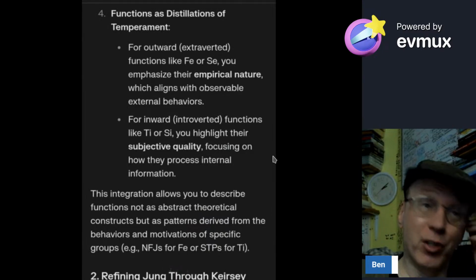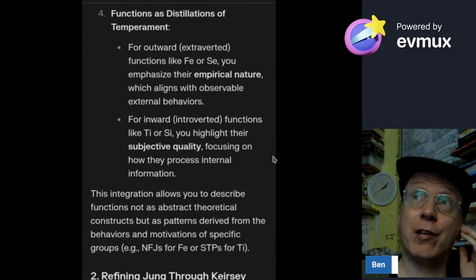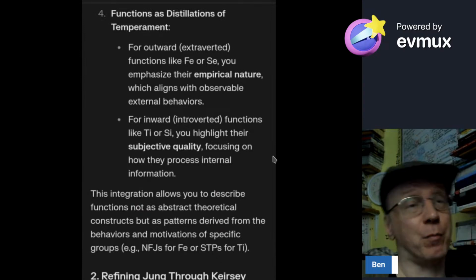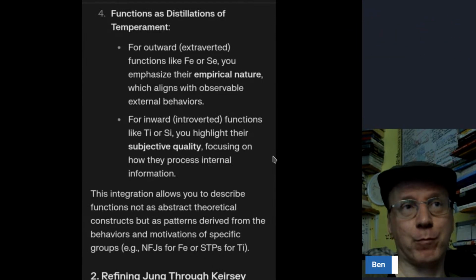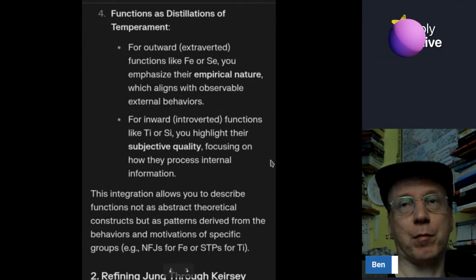The reason why Jung was so much into extrovert and introvert is within the context of his system, because the context of his system was to try to find the inferior function, because that was linked to neuroses in his system.